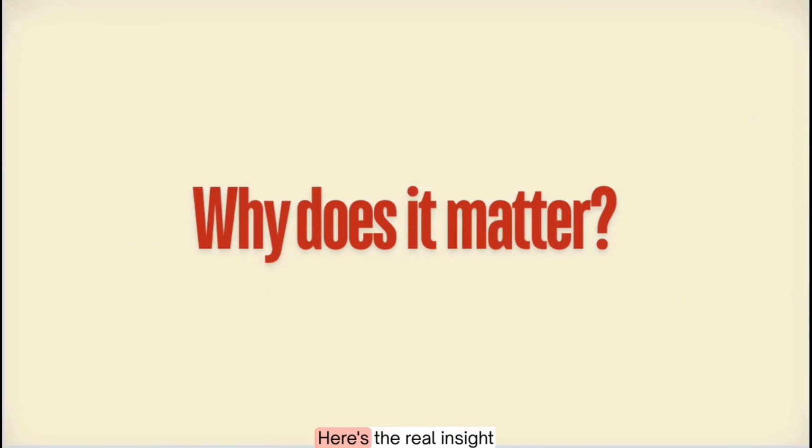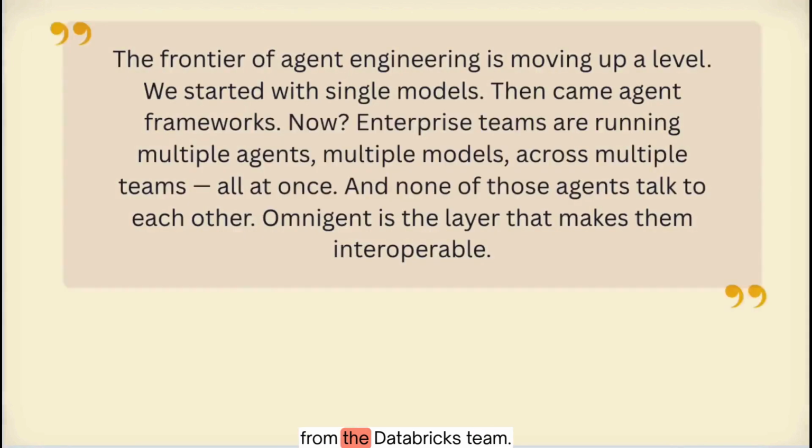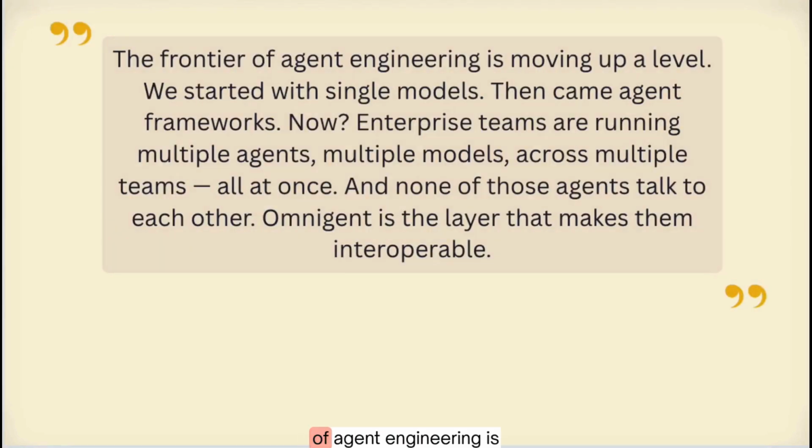Now, why does it matter? Here's the real insight from the Databricks team. The frontier of agent engineering is moving up a level. We started with single models, then came agent frameworks. Now, enterprise teams are running multiple agents, multiple models across multiple teams all at once, and none of those agents talk to each other. Omnigent is the layer that makes them interoperable.